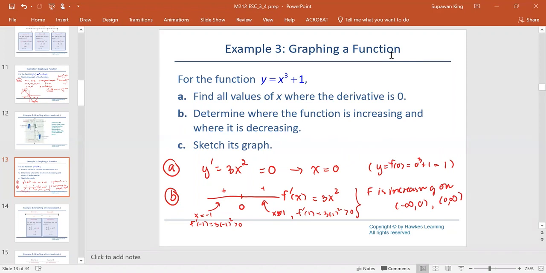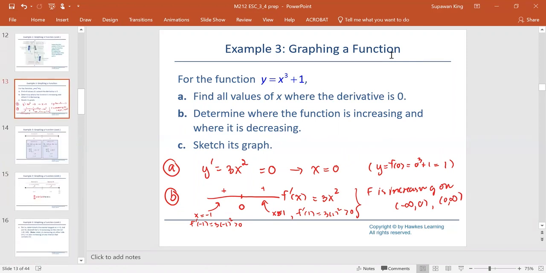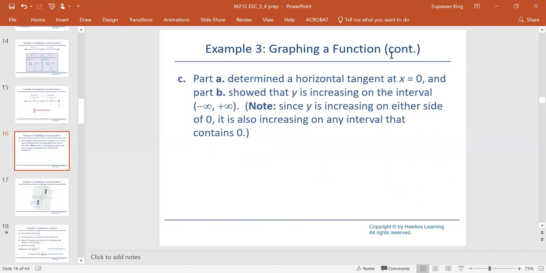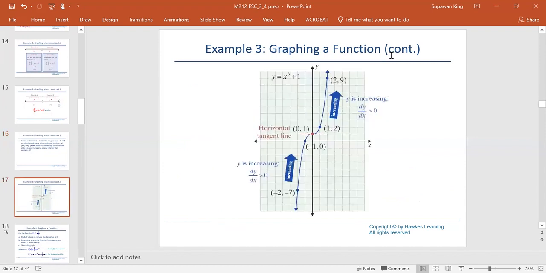In part C, we're going to sketch the graph. As the graph shows, the point 0, 1 is where the tangent line is horizontal. On the left, from negative infinity to 0, the graph is increasing, and it continues increasing after x equals 0.